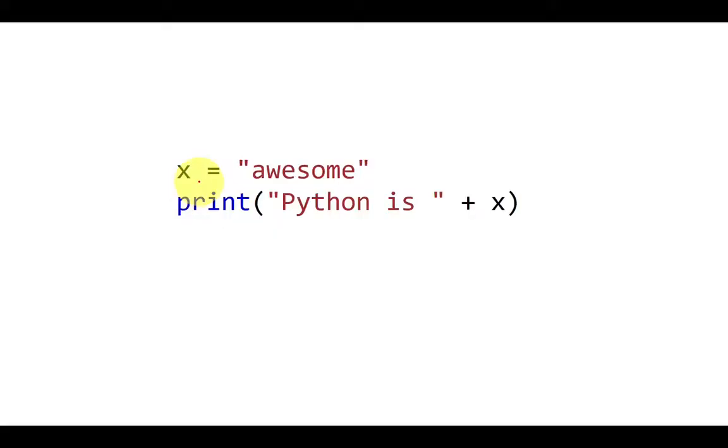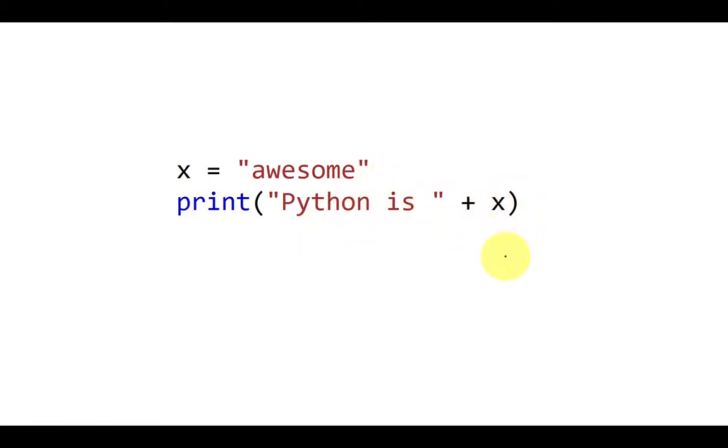Now another way to do it is this. We have our variable and our value awesome, then our print function. Then in the print function we have our string text which we have already written, and we use a double quotation mark. We can also use a single one, we're using a double right here. Then our plus and x is our variable which contains awesome. So once we print this out, we'll get Python is awesome.